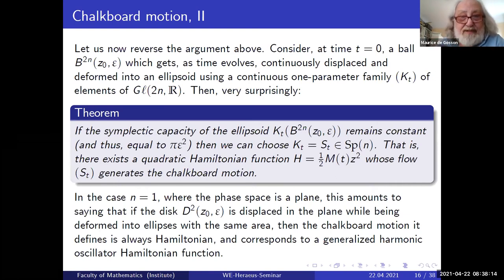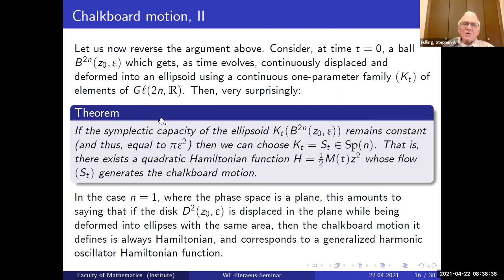I insist this property is very important because it means, roughly speaking, that everything is Hamiltonian motion, which is not obvious from the beginning, and which is not obvious at all if I reduced the disk or the ball to a point, because it's not obvious at all that any motion in the plane or the phase space is Hamiltonian. So what is this symplectic question?